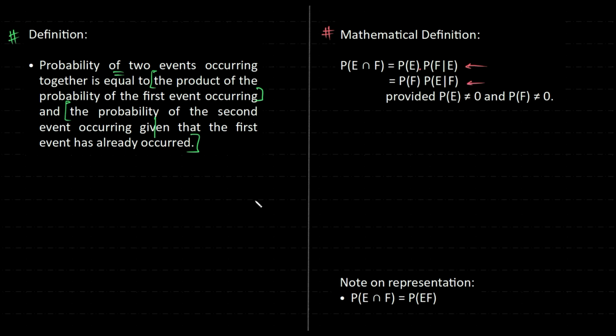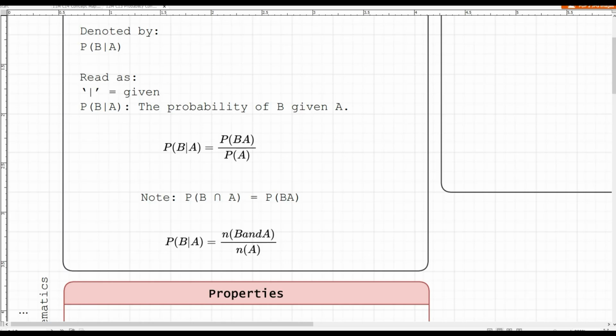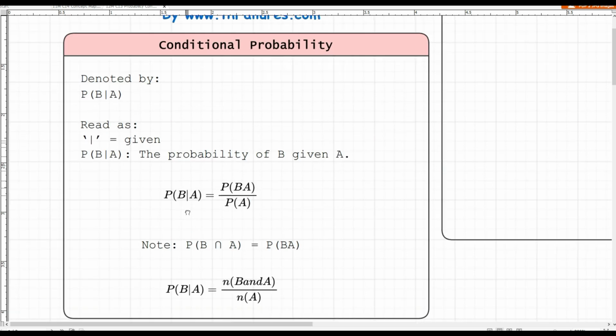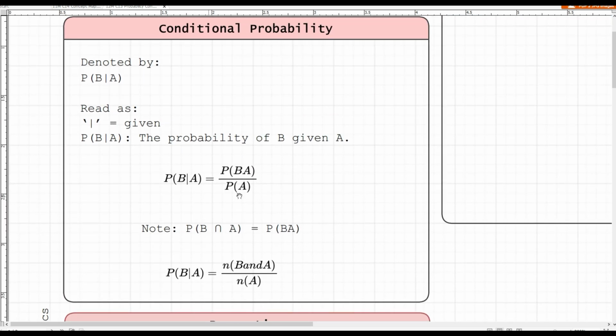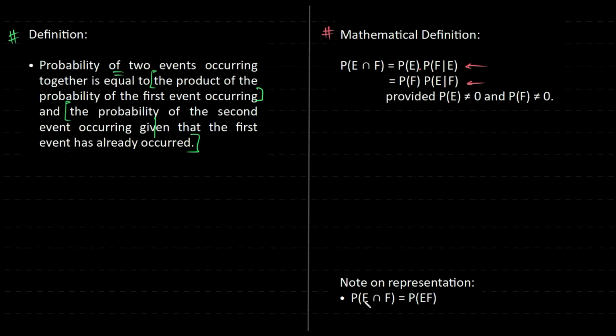The other way around is also true. So where have you seen this? Yes, under your conditional probability. If you rearrange this, you'll get back that. A small note: probability of B intersect A can also be written as probability of B and A in this manner. So intersect can be written in this manner as well in probability. That's something you have to know.